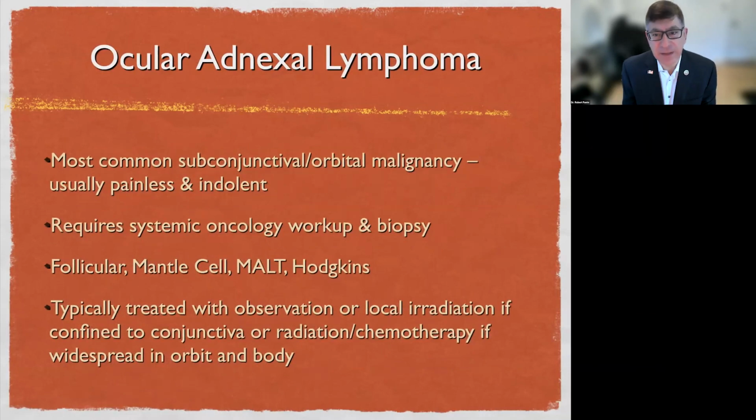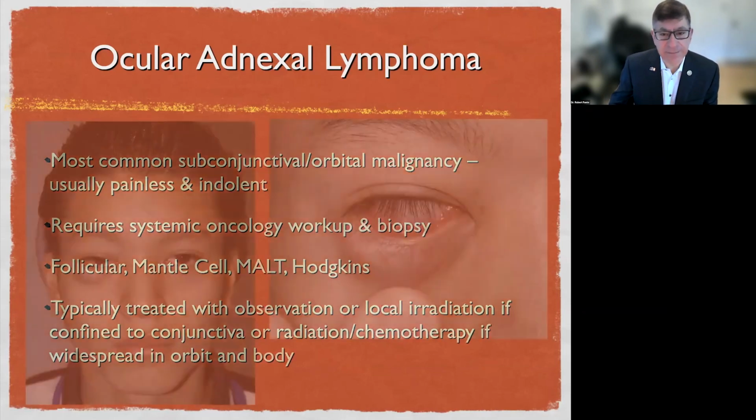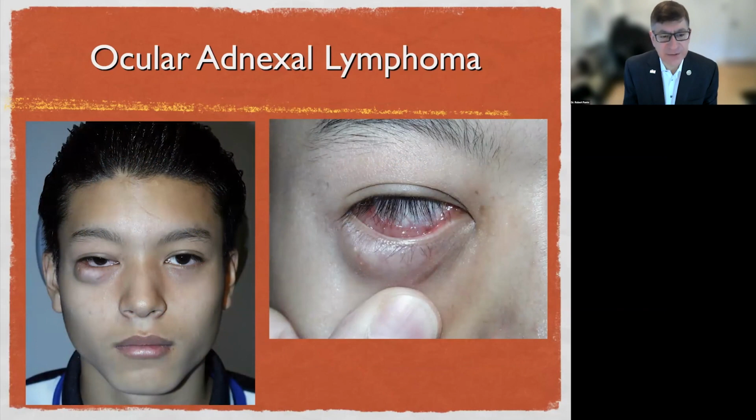Ocular adnexal lymphoma is the most common subconjunctival and orbital malignancy, usually painless and indolent, and requires systemic oncology workup and biopsy. We have these other categories of follicular, mantle cell, and Hodgkin's disease. The MALT ones, at least, we can treat locally. In this case, you can see this boy has ocular adnexal lymphoma, a different type of mass than we're seeing in the patients with MALT lymphoma, with a larger area of involvement.